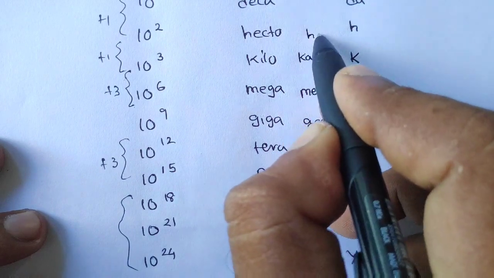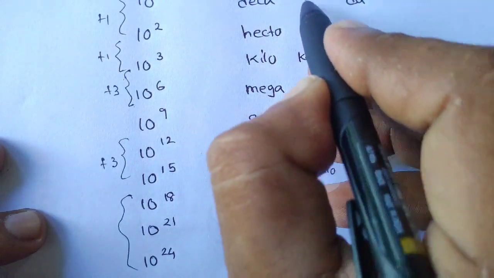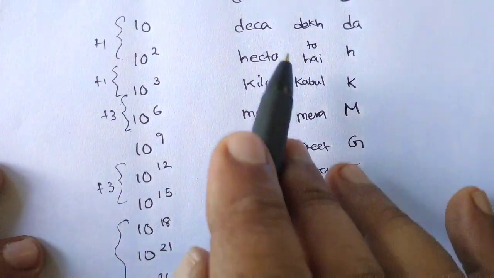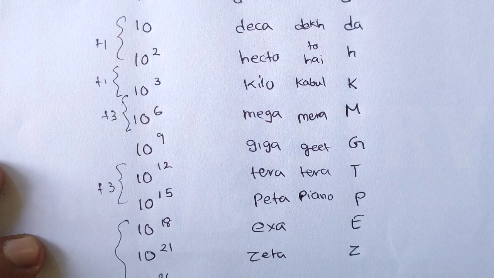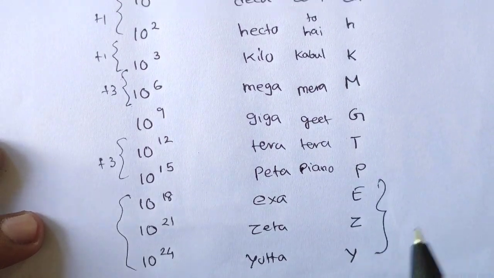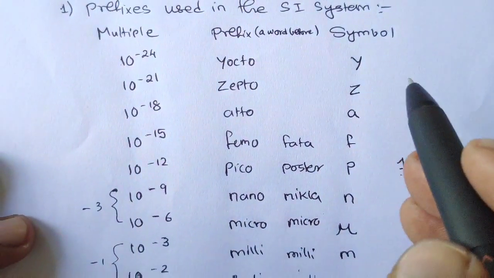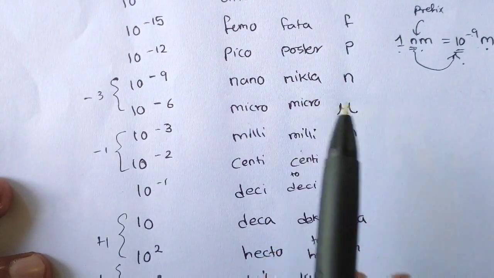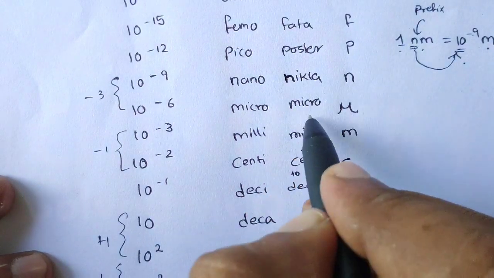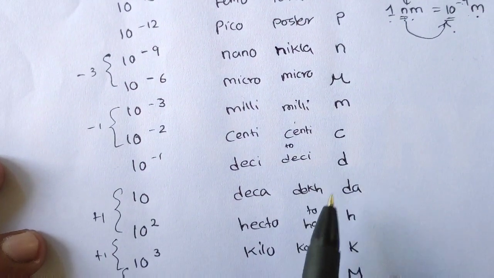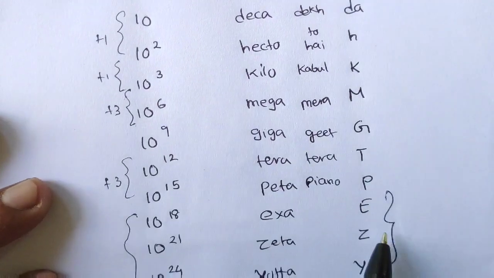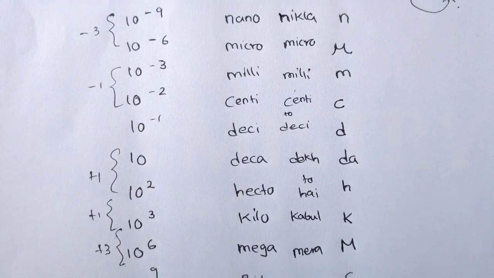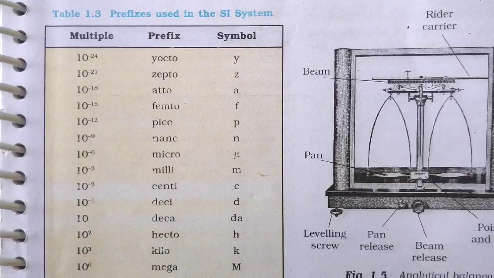Kabul hai to dekh, like this you can remember. Piano tera, geet mera, kabul hai to dekh, like this, okay. So the last 3 you have to remember, and the first 3 you have to remember, I am talking about. Others you can see, fata poster nikla micro, milli, centi, deci. Then from here the last 3 you have to remember, and piano tera, geet mera, kabul hai to dekh. Now from your textbook what is given, we will go through it, okay.